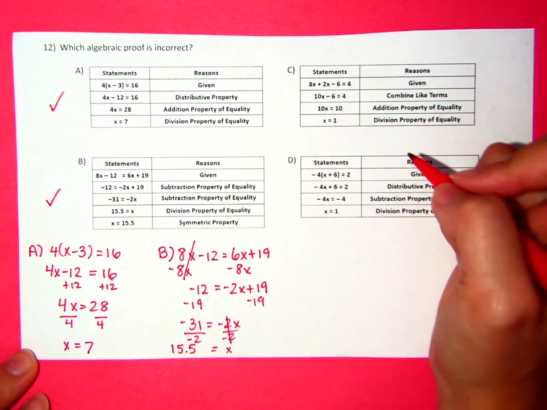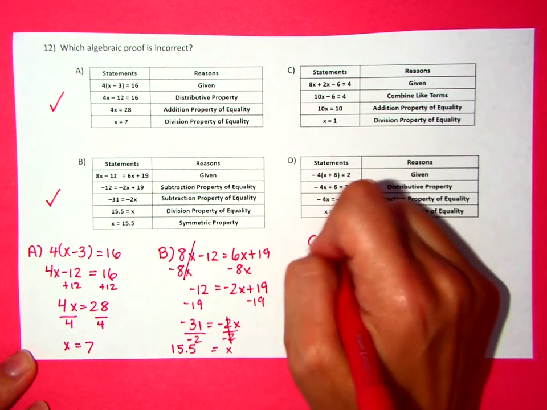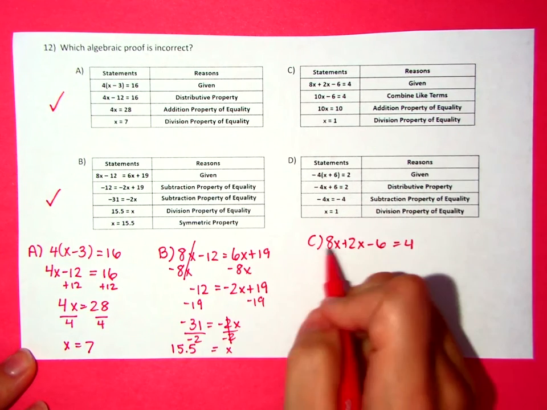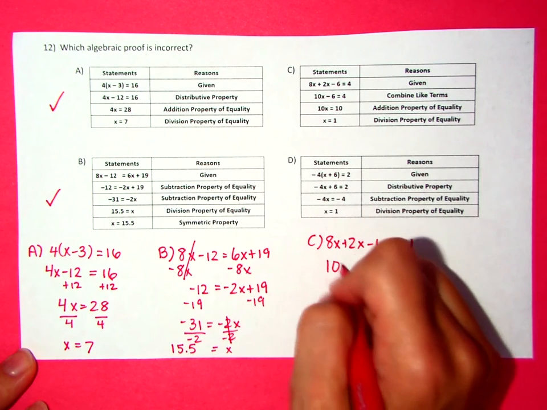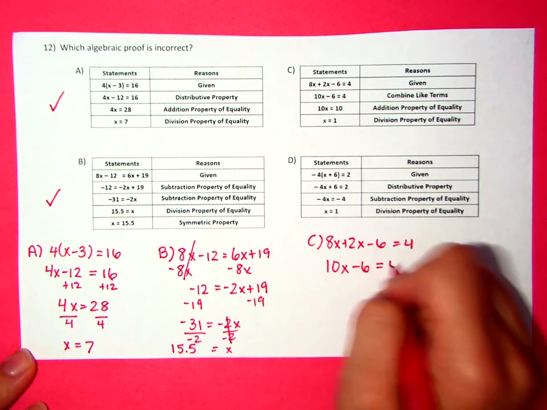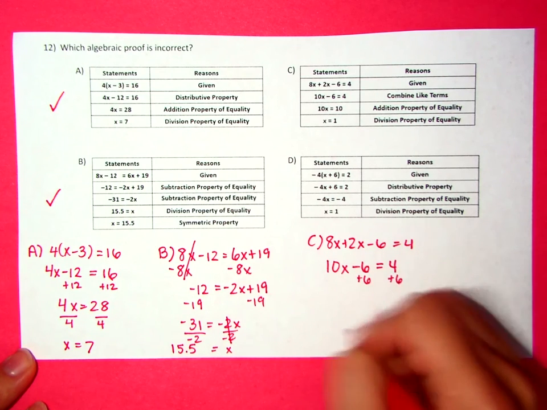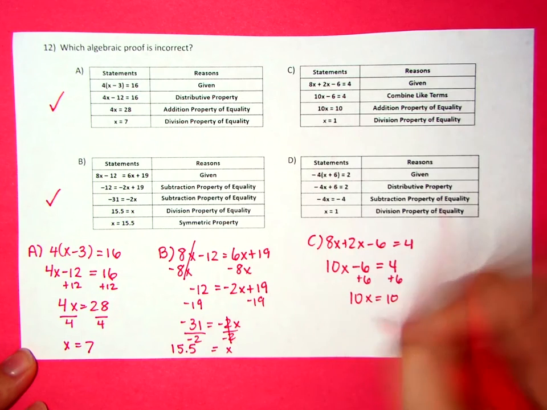That checks out. Answer choice C, we've got 8x plus 2x minus 6 equals 4. First thing I would do is combine like terms, which matches what they would do. 8x plus 2x is 10x. We still have minus 6 equals 4, which matches. Then I would add 6 to both sides. That would give me 10x equals 10, addition property, and it matches.